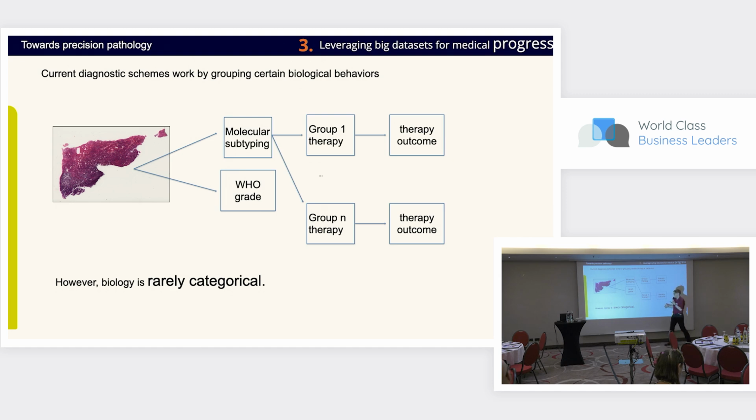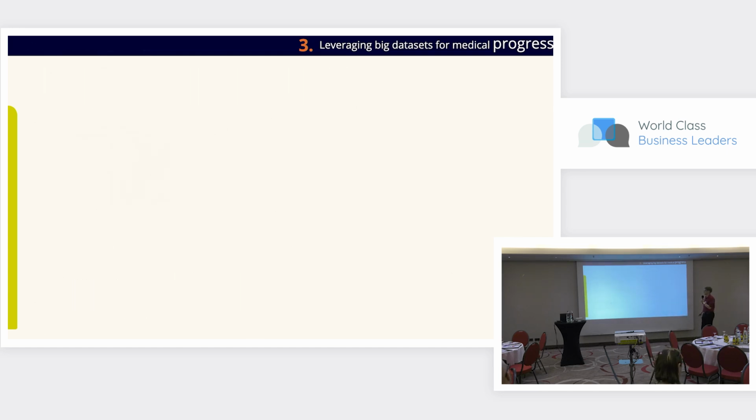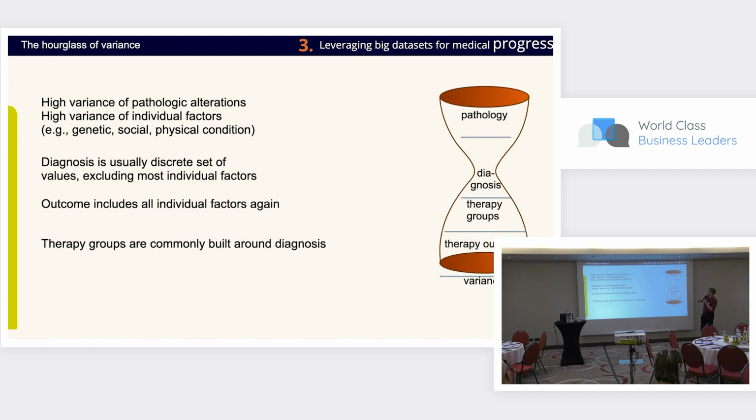However, biology is rarely categorical, right? So it's rarely on and off. There's something in between. And in that term, let me introduce you to the concept of the hourglass of variance, something that I came up with some time ago.